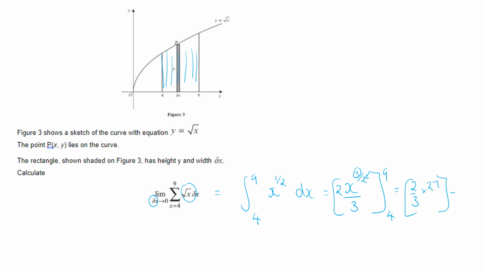Take away, when we put 4 in, the square root of 4 is 2. 2 cubed is 8. So it's 2/3 times 8, which is going to be 54 over 3 minus 16 over 3, which is 38 over 3.